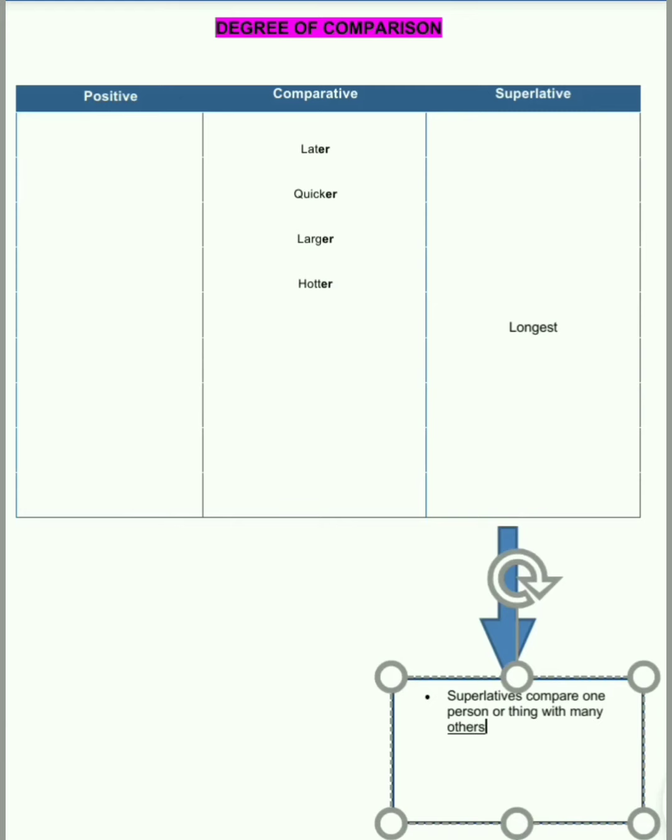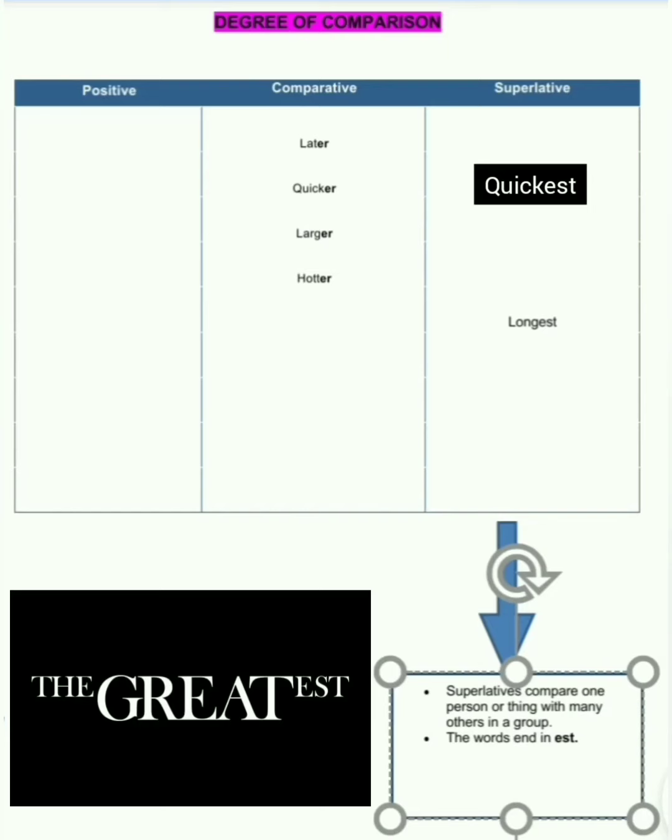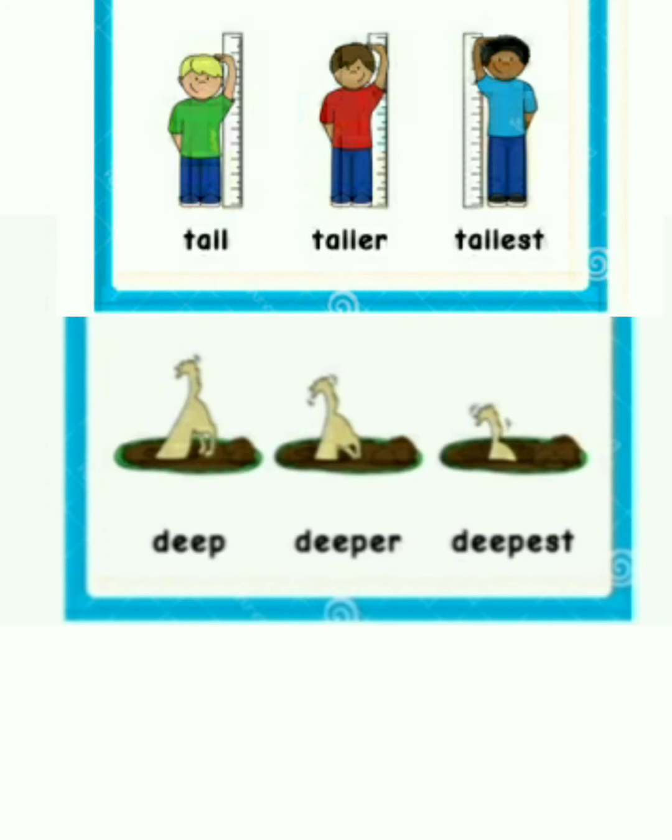So we make superlatives in a similar way to comparatives. But here, the words end in EST instead of ER. So quicker here becomes quickest. We often use them to say which thing or person is the greatest, the biggest, the best, and so on. So if we change words like deep and tall to superlative degree, we get deepest and tallest, like the deepest hole or the tallest boy.